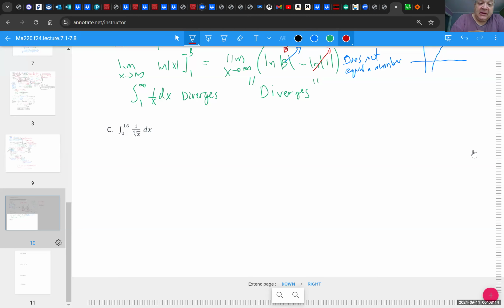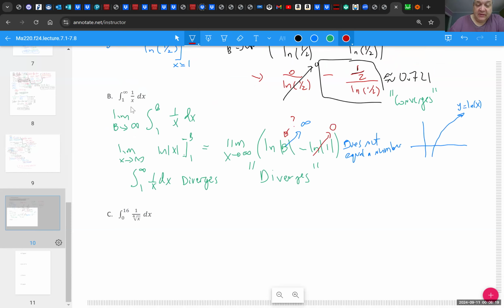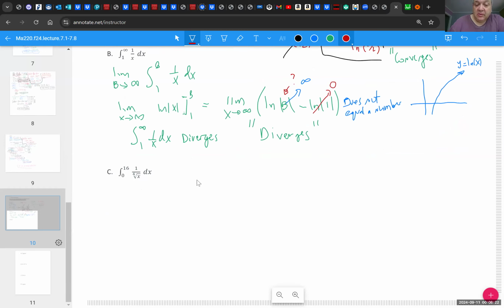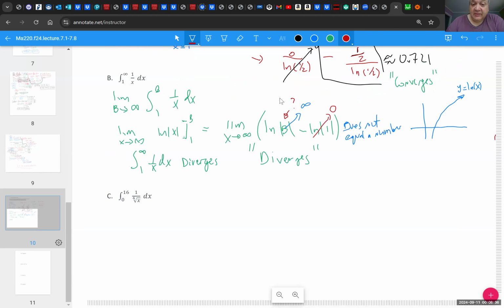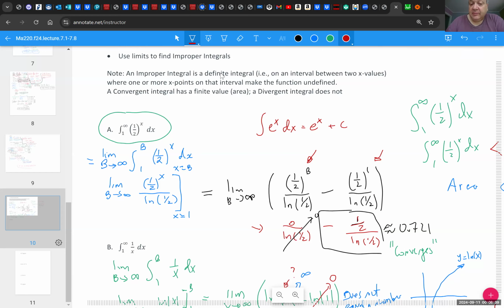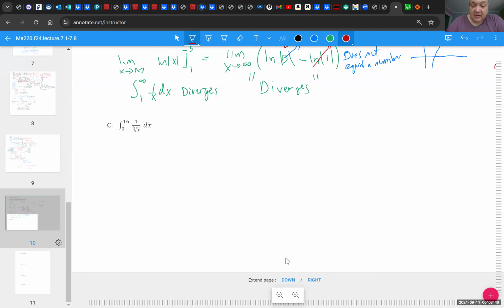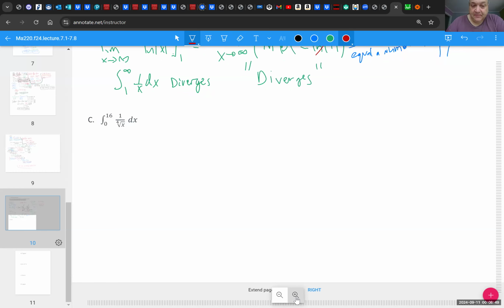All right, so example C, we're going from 0 to 16. That is not going from something to infinity. There's no infinity here. So on first glance, you may just say, okay, let's just go for it. But it doesn't have to be infinity as your limits on x. It just has to be something which is undefined, right? So remember, an improper integral is some sort of definite integral where one or more endpoints in the interval make the function undefined.